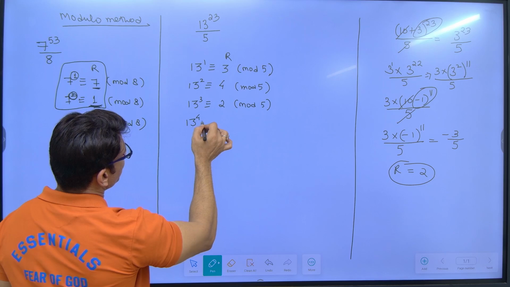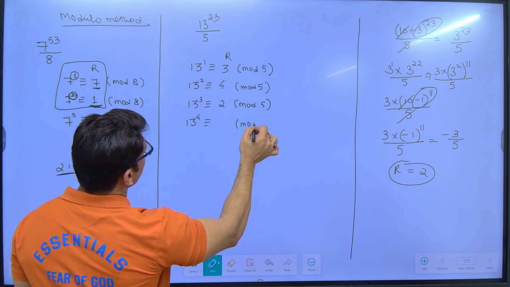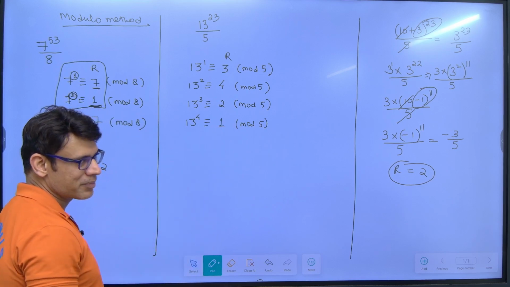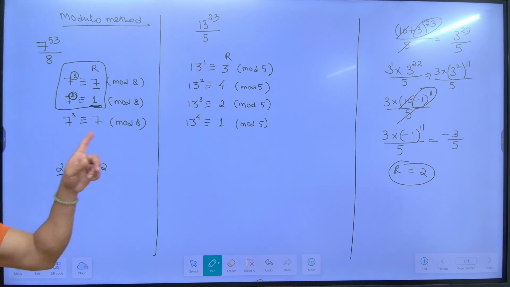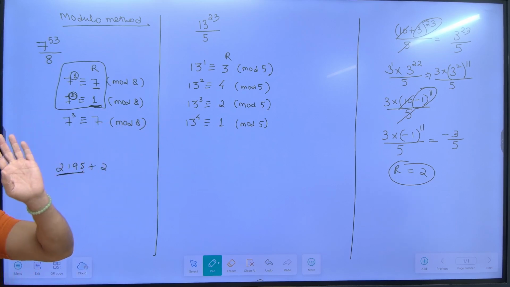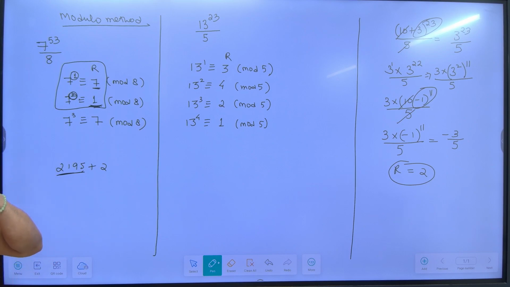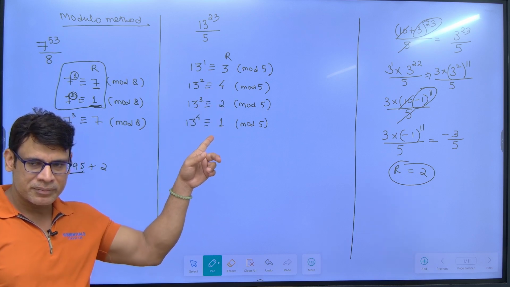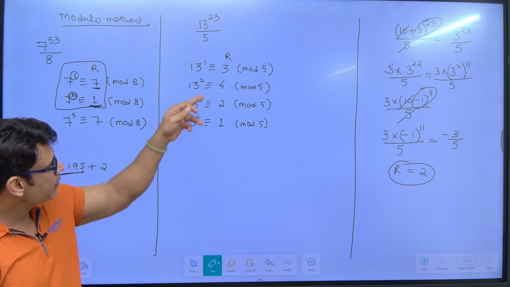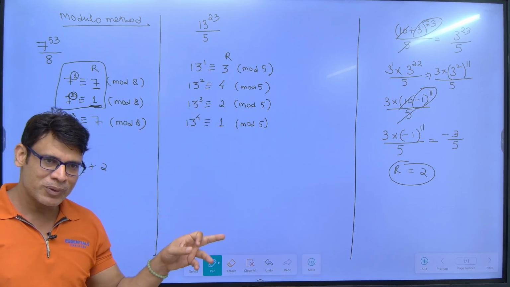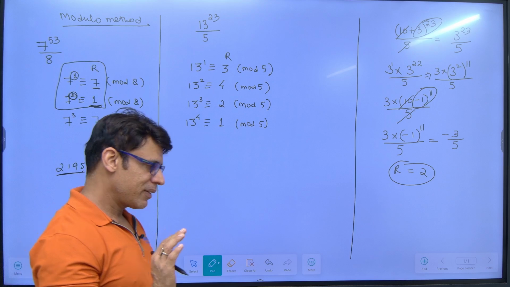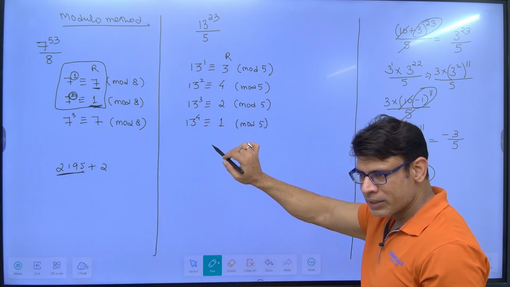Then 13 raised to the power 4 divided by 5. Here the remainder will come as 1, right? See, you don't have to calculate this. I will teach you everything, you will learn calmly and enjoy it. After this, what it means is that there will be a cyclicity of remainders, it will start again. If I take 13 raised to the power 5, 3 4 2 1, 3 4 2 1, 3 4 2 1. So what will be your final remainder? We'll see how to do this after reaching this step.